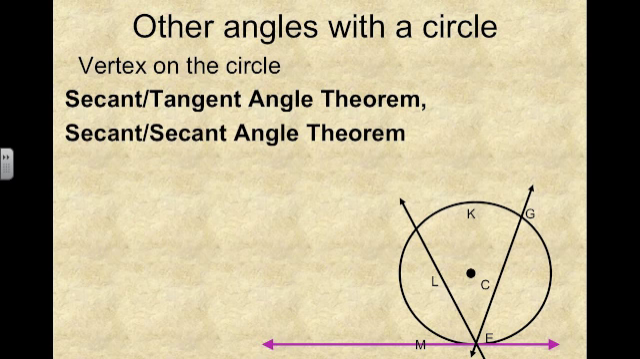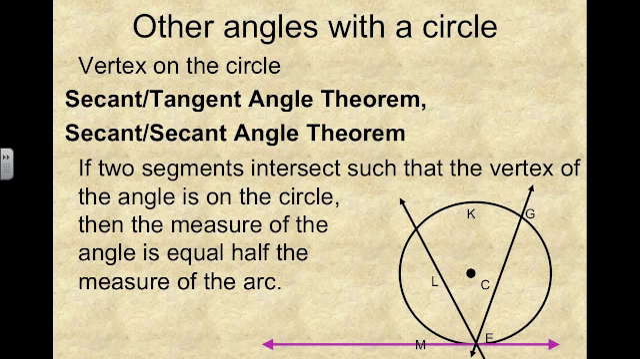Anytime we look at this type of situation, we're going to look at where the vertex of the angle is. If the vertex of the angle is on the circle, that means I have a secant and a tangent, and the angle is formed on that. That could be my secant GE and my tangent ME, or my other secant and my tangent. Or two secants whose angle is on the circle. Anytime it's on the circle, think of it as an inscribed angle.